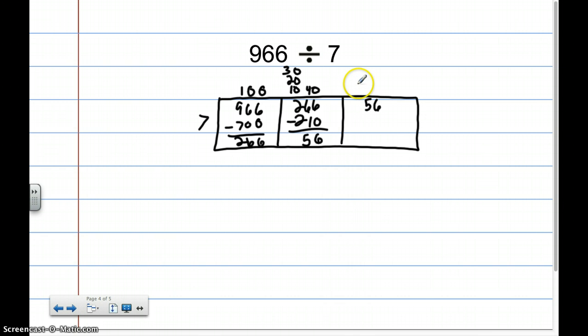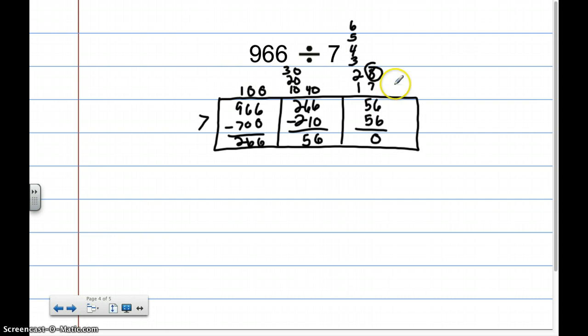And then I'm going to go through my steps again. 7 times 1 is 7. 7 times 2 is 14. 7 times 3 is 21. 7 times 4 is 28. 7 times 5 is 35. 7 times 6 is 42. 7 times 7 is 49. And what is 7 times 8? That is 56. So I know that I need 8. So I'm going to write 56 in this box, and then I am done.